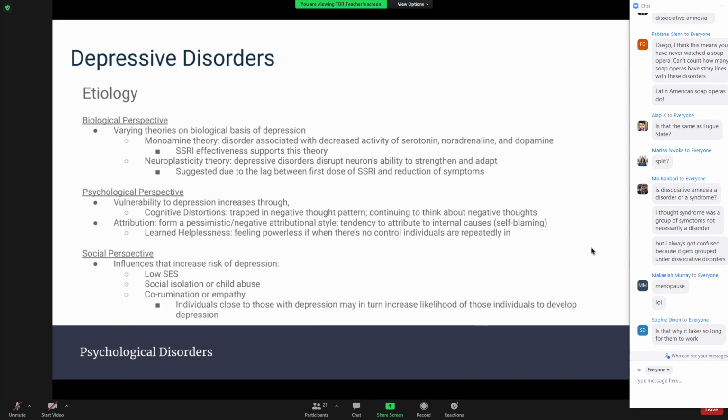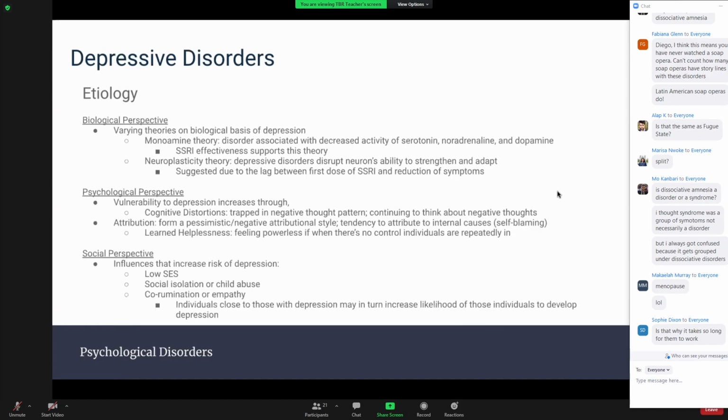the attribution of things. So this is where you have a perception of what is the cause of something. So for depressive disorders, it can be the case that one can adopt a pessimistic attributional style, meaning that you self-blame for everything that's happening. And this can go so far as developing something called learned helplessness, which is that you feel powerless and that there's no control in your environment that you find yourself in repeatedly.